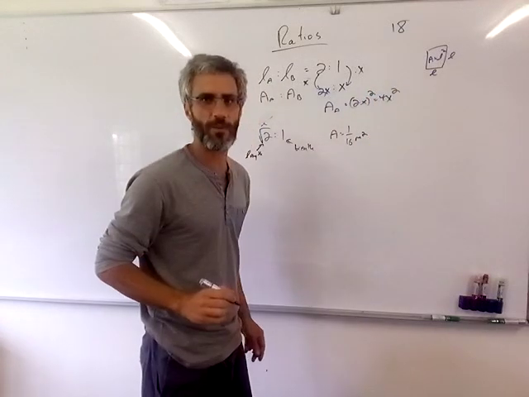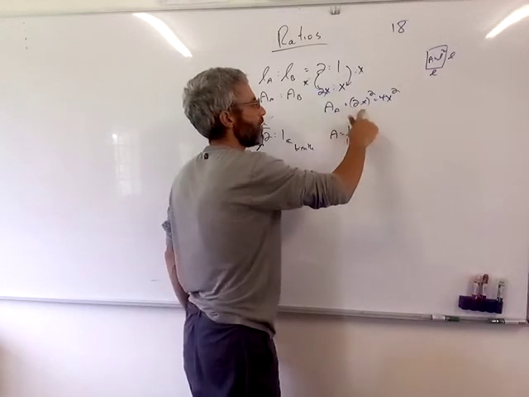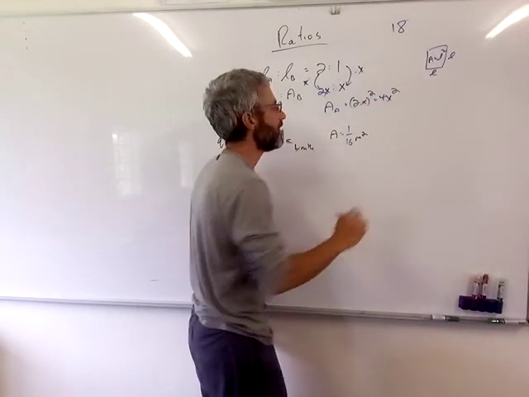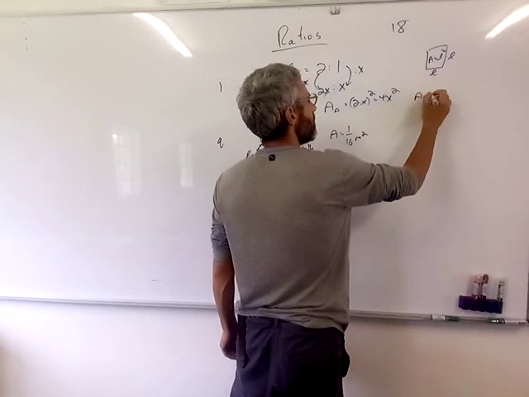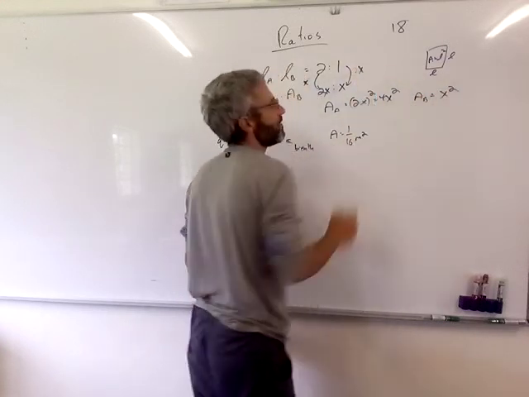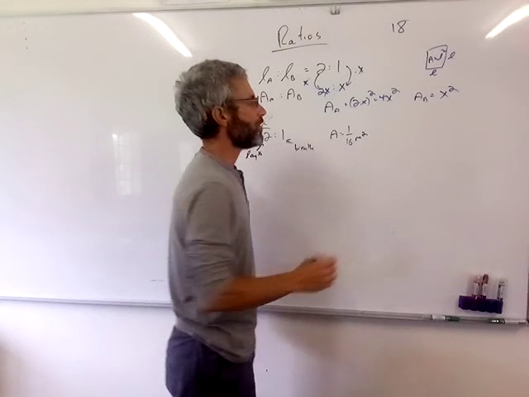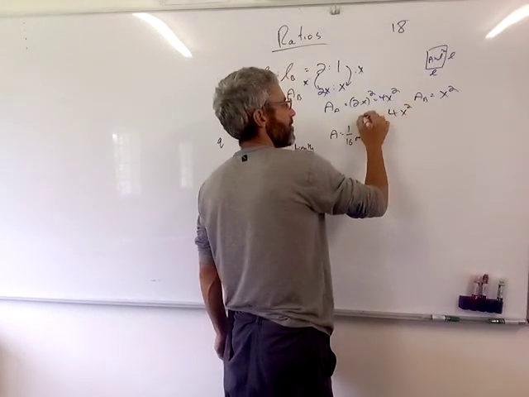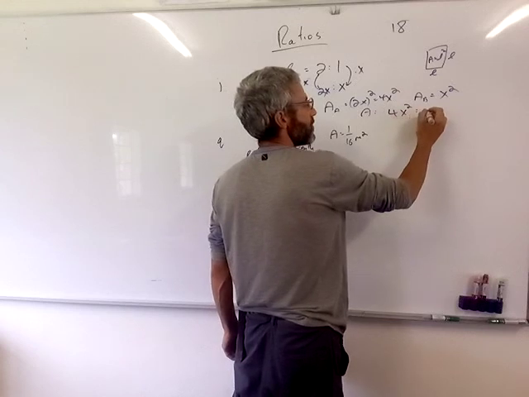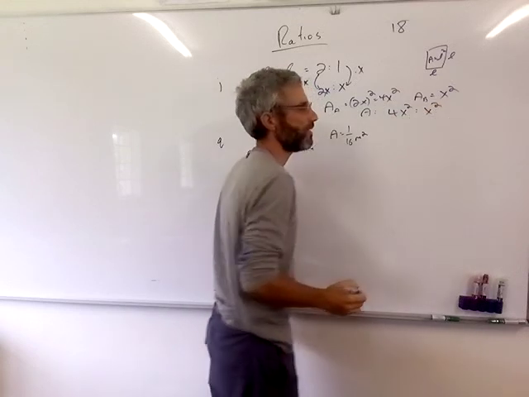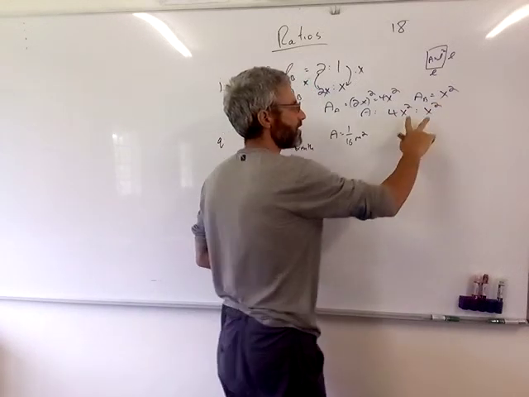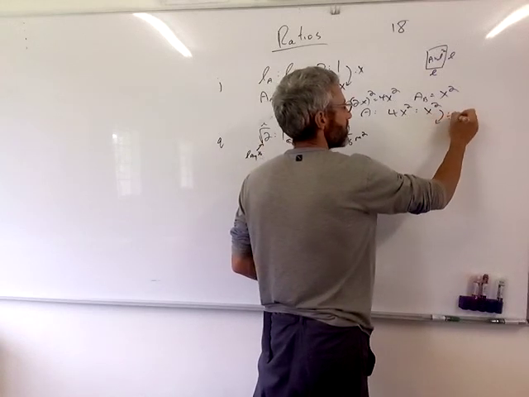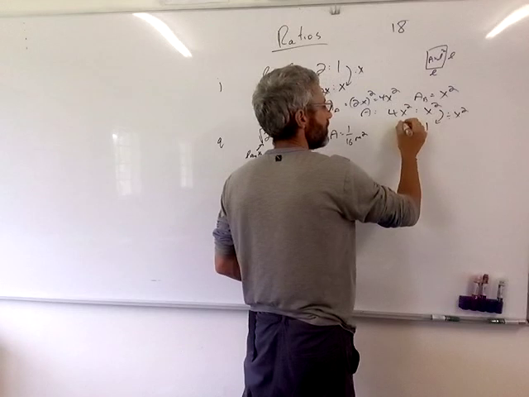Hoping you remember that from last year. (2x) squared, we're going to square the 2, we're going to square the x, 4x squared. The area of B is going to be simply x squared, the square of the length. So the ratio of the areas is going to be 4x squared to x squared. But now we want to simplify it. We can see we've got x squared in both of them. We can divide both by x squared. You're going to get 4 and 1.